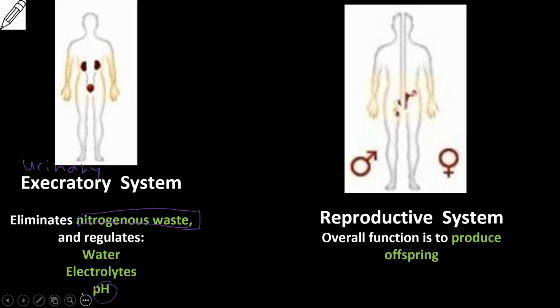And lastly, we have the reproductive system. The only main goal for the reproductive system is to produce offspring, okay? And I want you to think about this. We have 11 body systems. 10 of those body systems work to maintain homeostasis. The reproductive system is not needed to maintain homeostasis. It's not needed to keep ourselves alive, okay? The reproductive system is to carry on the species, okay? That's the only function of it, to reproduce, to make offspring, okay?